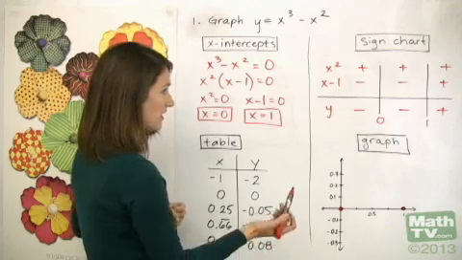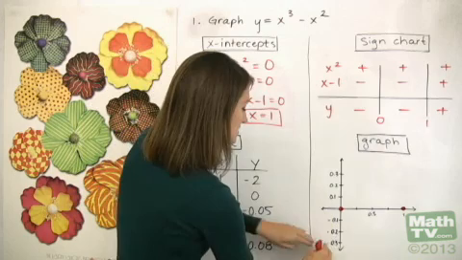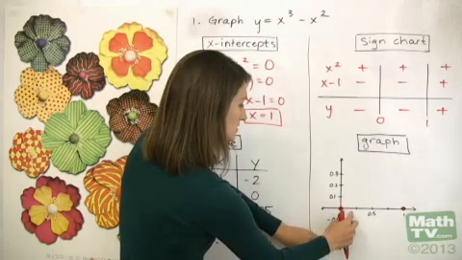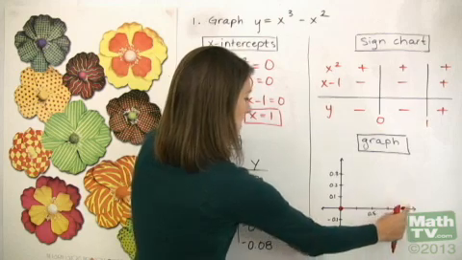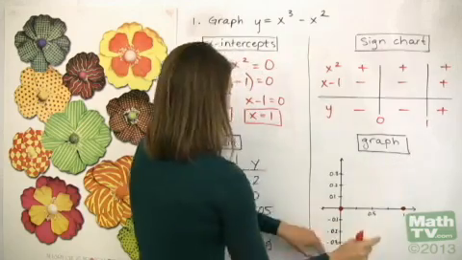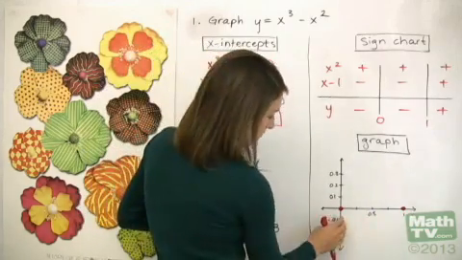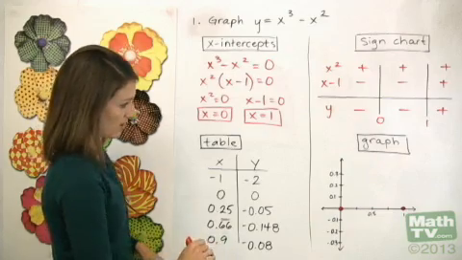Now we know that from our sign chart, it's going to be below the x-axis when it's less than 0. It's going to be below the x-axis when it's between 0 and 1. And then it's going to increase and go above the x-axis when it's greater than 1. So what we need to know is what happens between 0 and 1. And that's where these values from our table come in.